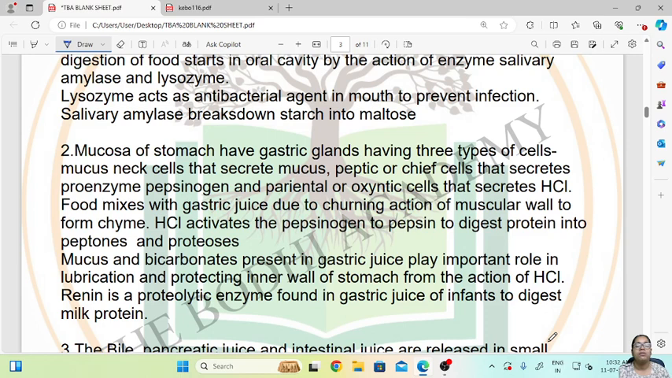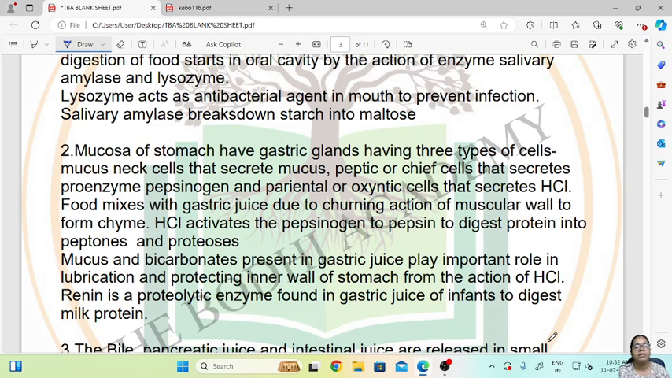Then the stomach. The mucosa of the stomach has gastric glands having three types of cells: mucous neck cells that secrete mucus, peptic or chief cells that secrete the proenzyme pepsinogen, and parietal or oxyntic cells that secrete HCl.